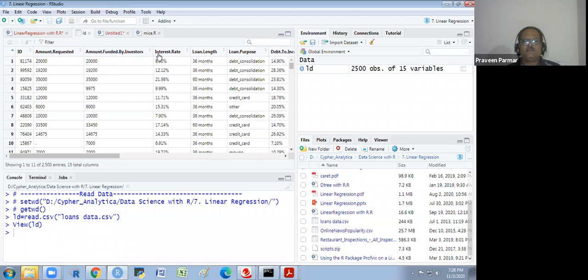And you see here one variable, which is amount funded by investor. This variable is not important for us. It is decided after getting the loan. Prior to that we will get the interest rate. So this column, amount requested, is okay. It is compulsory, but amount funded by investor is the post activity.